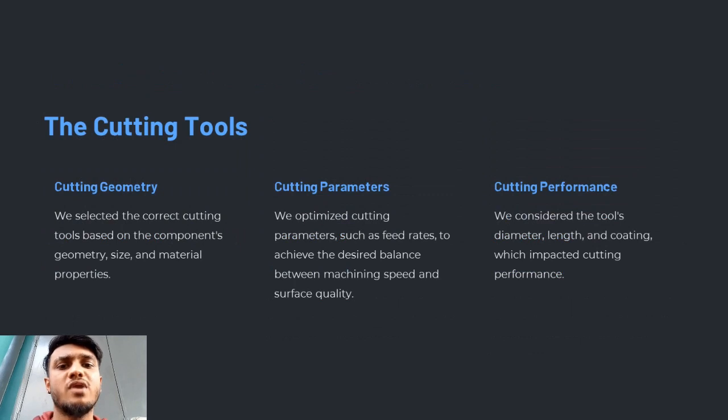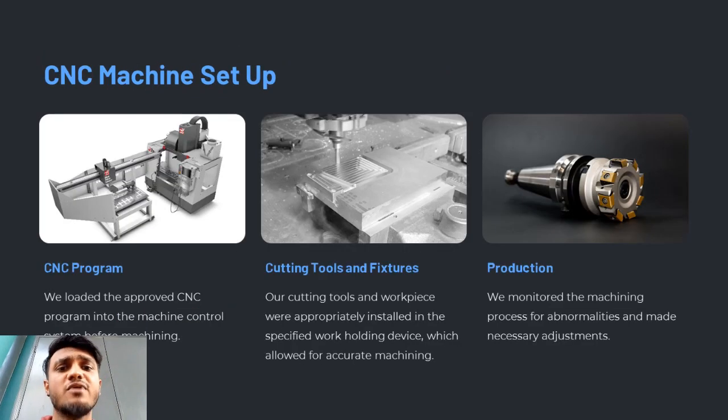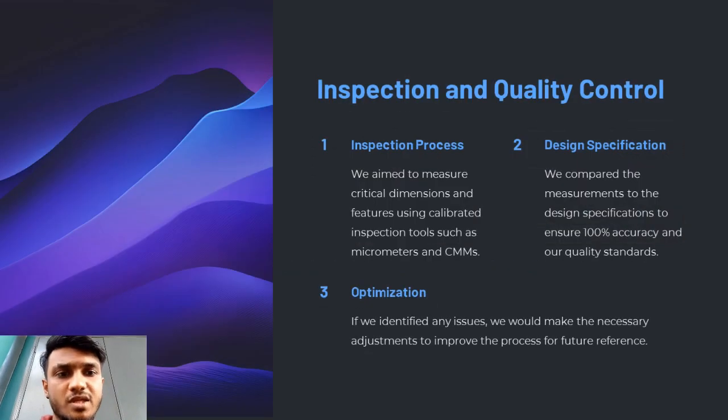Now we have to choose our cutting tools, which will be suitable for our machining processes. Then we have to develop a machining strategy, which is the sequence of operations, machining part, efficiency and precision. Then we have to set up our CNC machine, which is to create a CNC program and prepare cutting tools and fixture, and we just have to start machining.